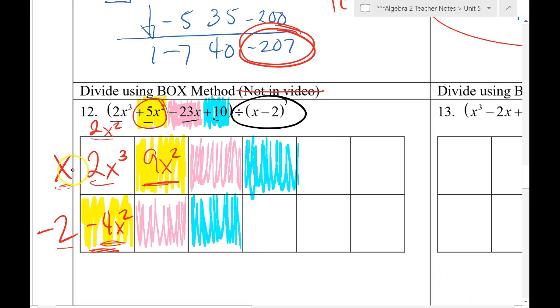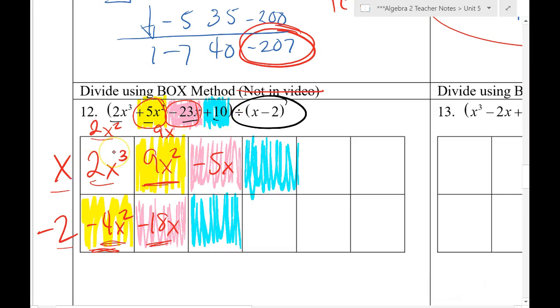Then you say, what do I have to multiply again times this x to equal 9x squared? Well, 9x. There's our second term for our answer. And then below, multiply it out. So negative 2 times 9x is negative 18x. Again, go back up to the original polynomial and say, what do I have to add to this negative 18x to make it equal negative 23x? Well, that'd be negative 5x.